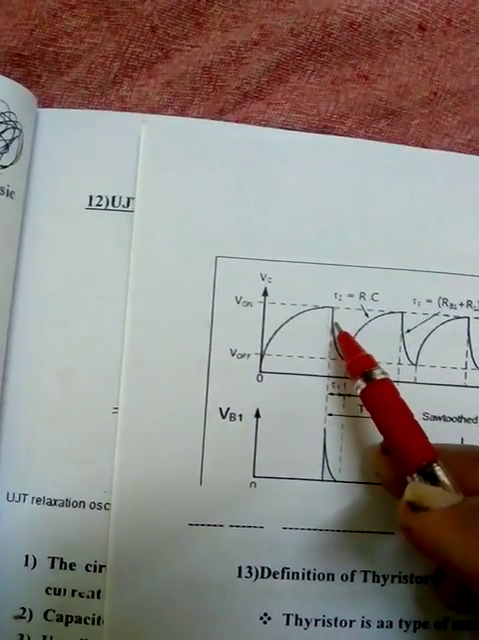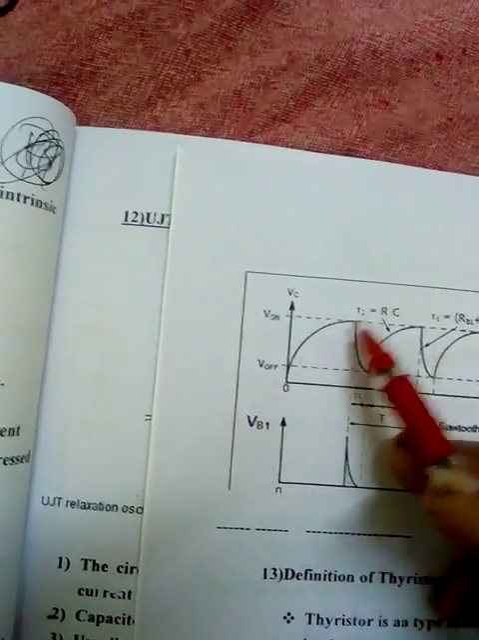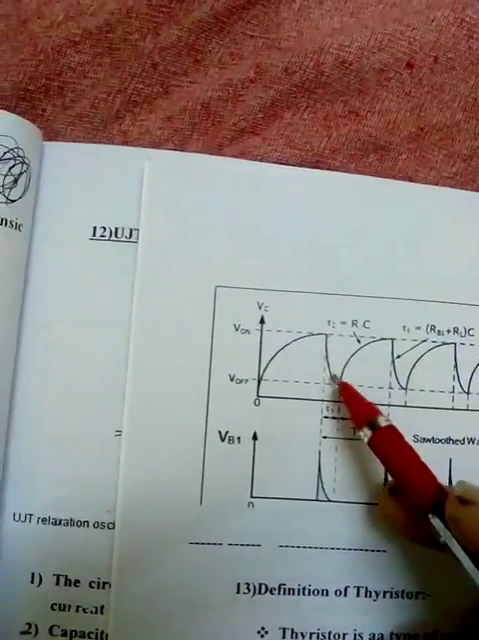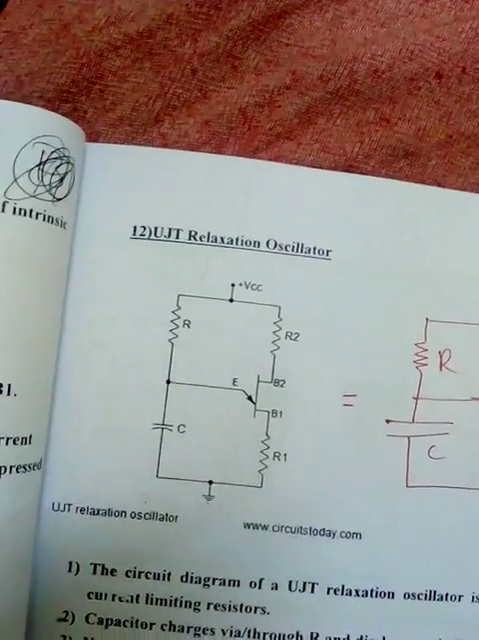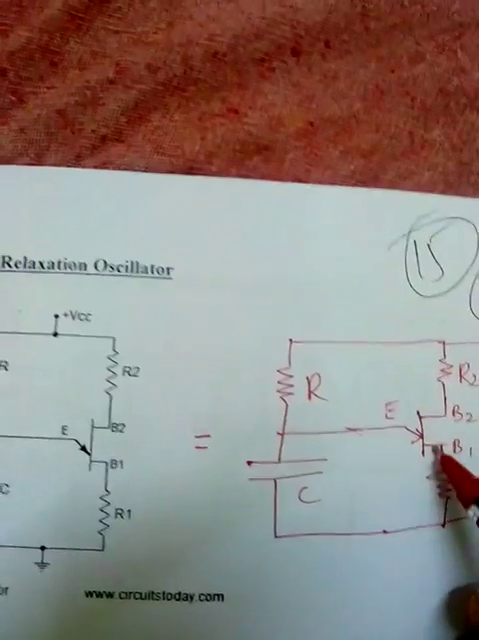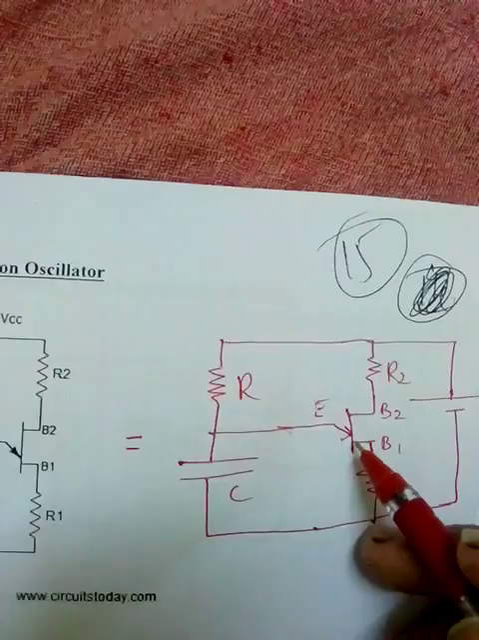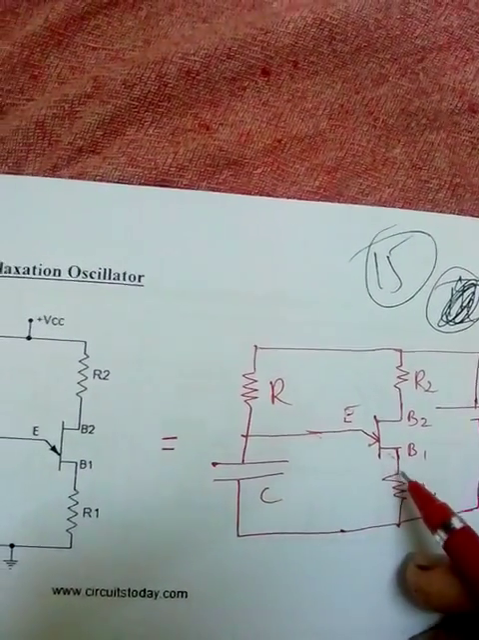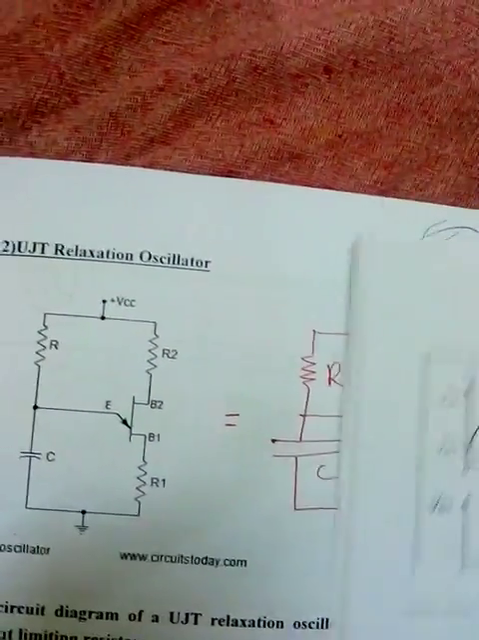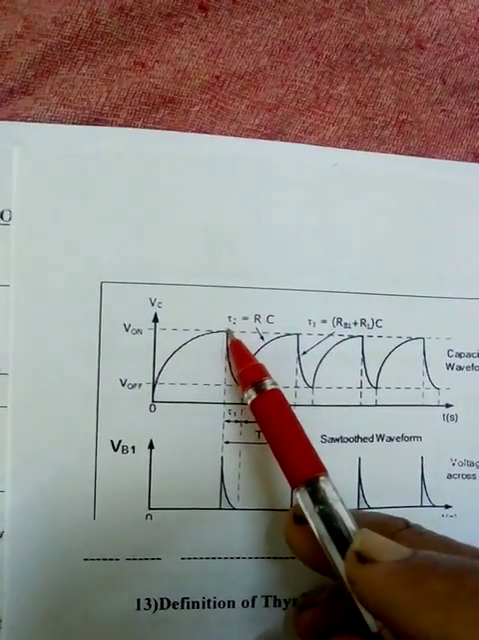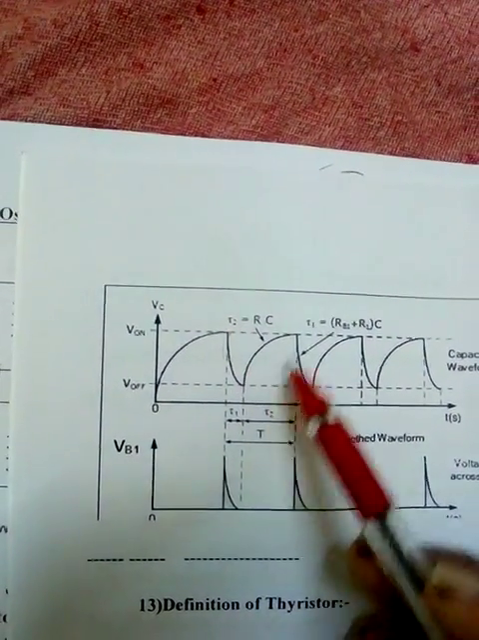So it charges through R and discharges through R1 plus RB1, a small resistance RB1, that is the resistance between the PN junction from here to here. So that is also there. So totally we can see the waveform will be like this: peak point, valley point. We can change this shape.